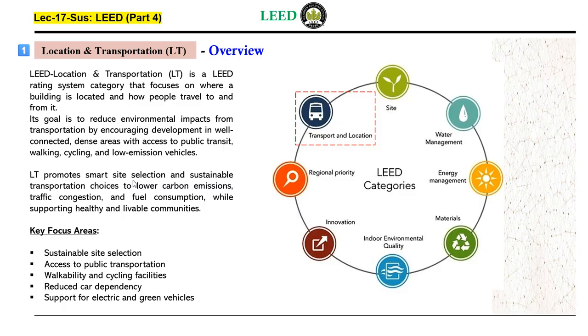LT promotes smart site selection and sustainable transportation choices to lower carbon emissions, traffic congestion, and fuel consumption, while supporting healthy and livable communities. Its key focus areas are sustainable site selection, access to public transportation, walkability and cycling facilities, reduced car dependency, and support for electric and green vehicles.